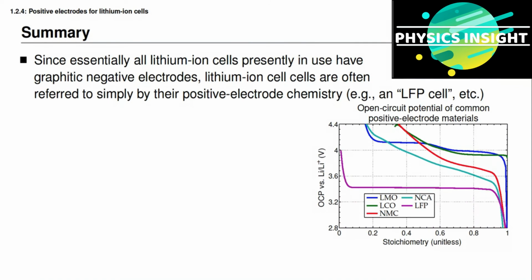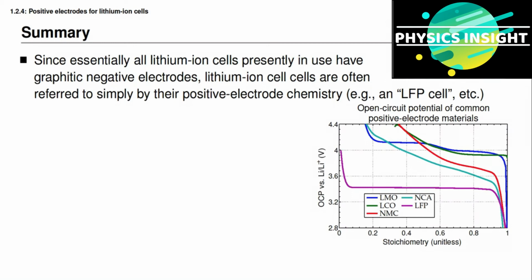So in summary, in this lesson, you've learned about the materials that are most commonly used in positive electrodes in commercial lithium-ion battery cells at this point in time. Since essentially every lithium-ion battery cell on the market has a graphite negative electrode, the distinguishing factor between the chemistries of different cells is therefore what is going on in the positive electrode. And so it's quite common to refer to a cell by the chemistry of its positive electrode only. We might talk about a lithium cobalt oxide cell, or we might talk about an NMC cell, or a LMO cell, or a lithium iron phosphate cell, or something like that.